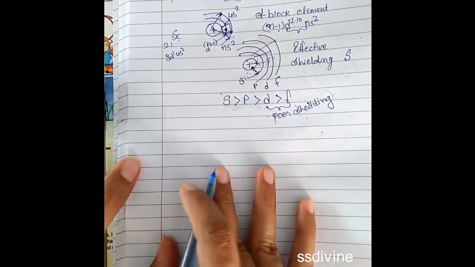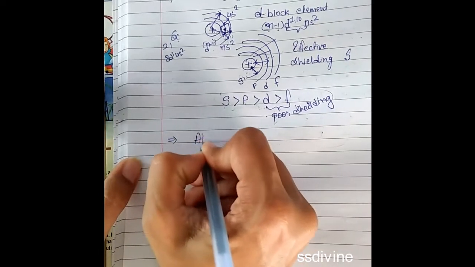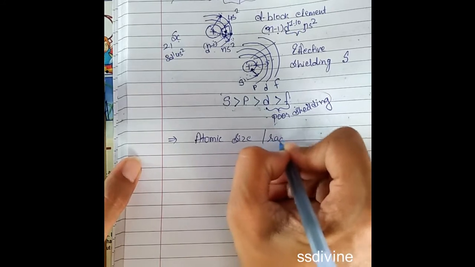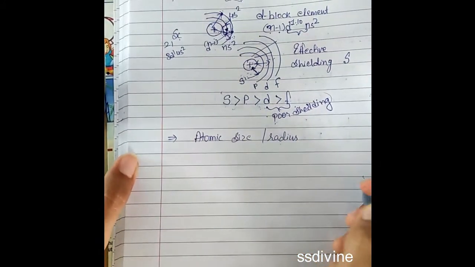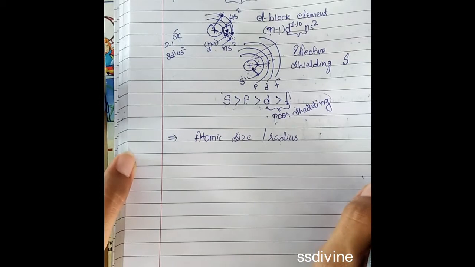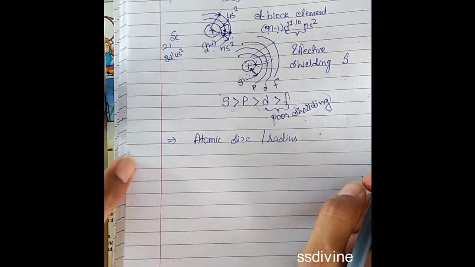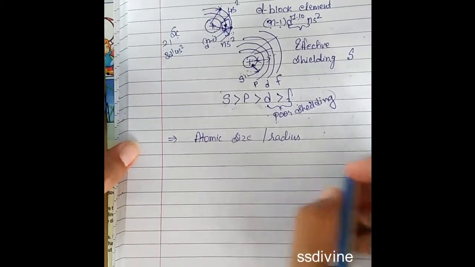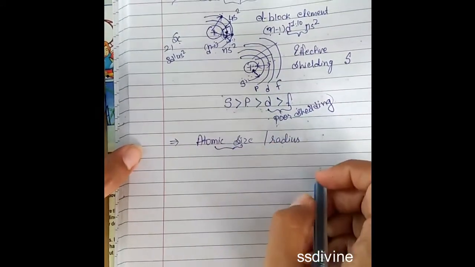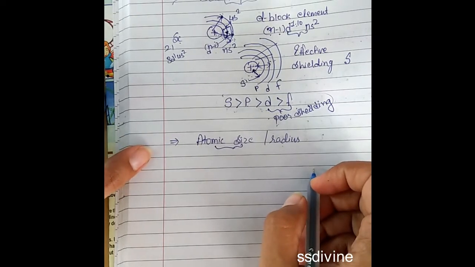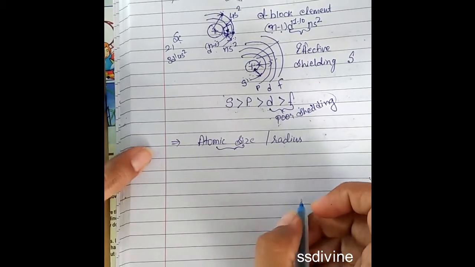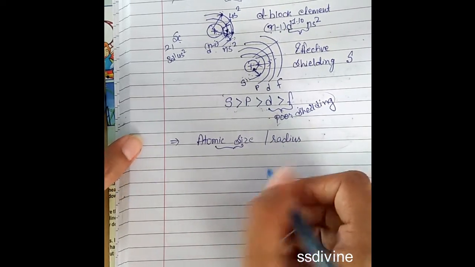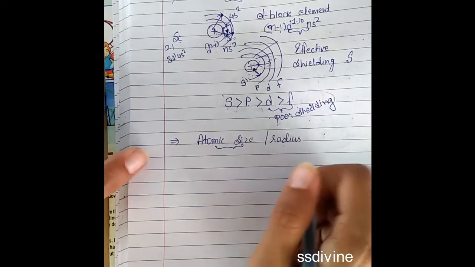Now we learn about atomic size. What is atomic size or atomic radius, you can say? Now we know that the size of an atom is extremely small. It cannot be seen by naked eyes. So how can one calculate the size of that particular atom, right? To measure the radius of an atom, an instrument known as spectrometer is used. Even X-rays are used to calculate the atomic size or atomic radius.